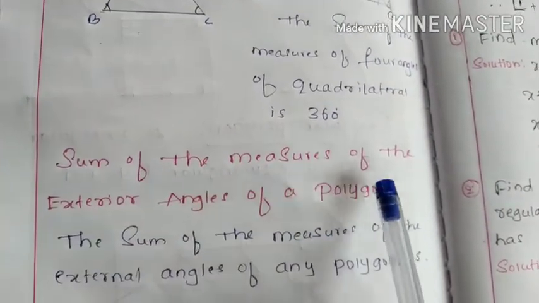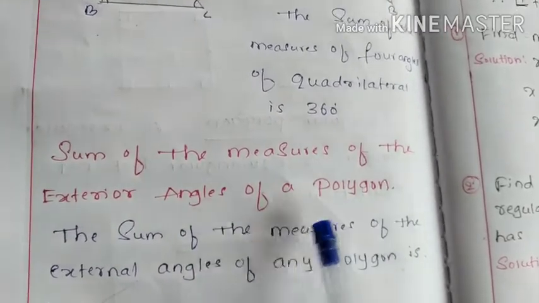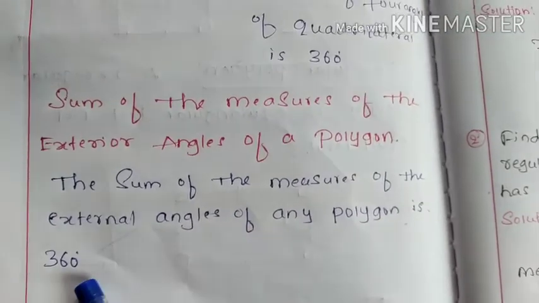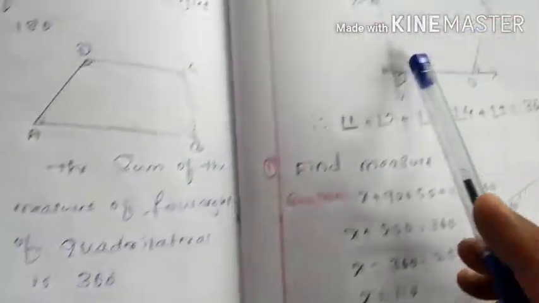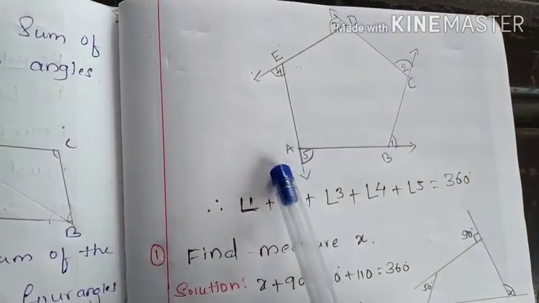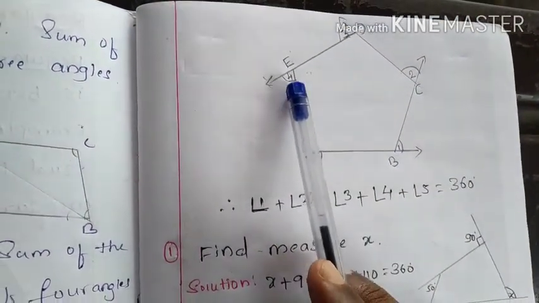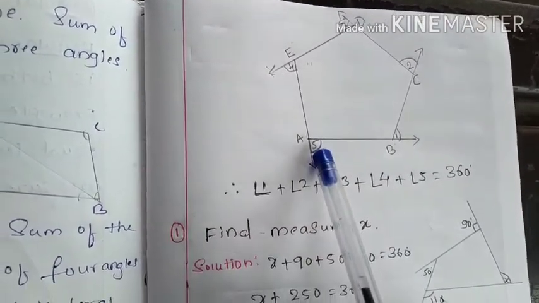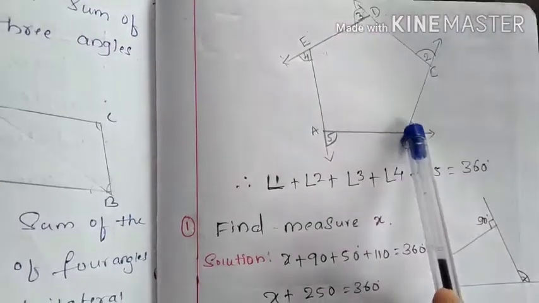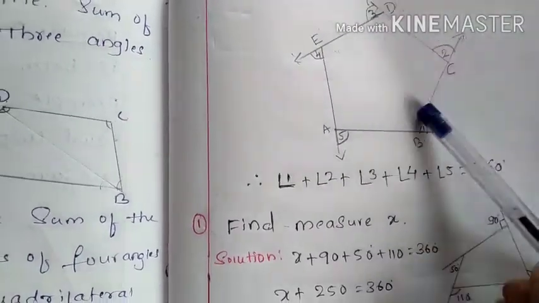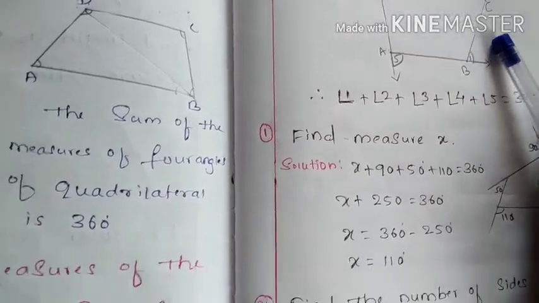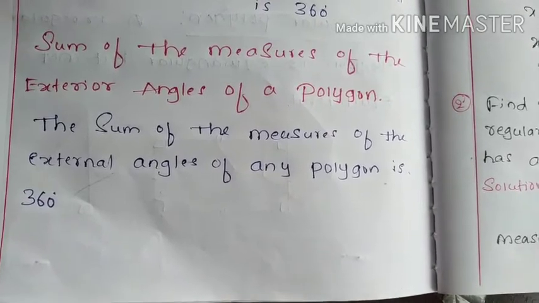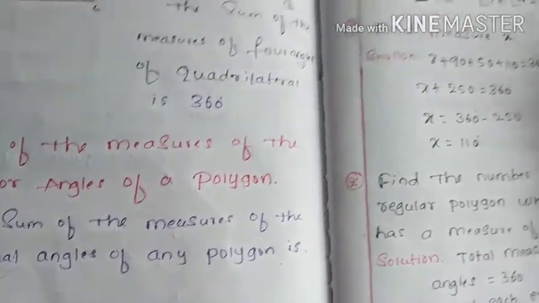Next, sum of the measures of the exterior angles of a polygon. The sum of the measures of the exterior angles of any polygon is 360 degrees. So this is one polygon here. So these are the exterior angles here: angle 1, angle 2, angle 3, angle 4 and angle 5. These are the exterior angles. Okay. So the total sum of these exterior angles is 360 degrees. According to the statement, the sum of the measures of exterior angles of any polygon is 360 degrees.